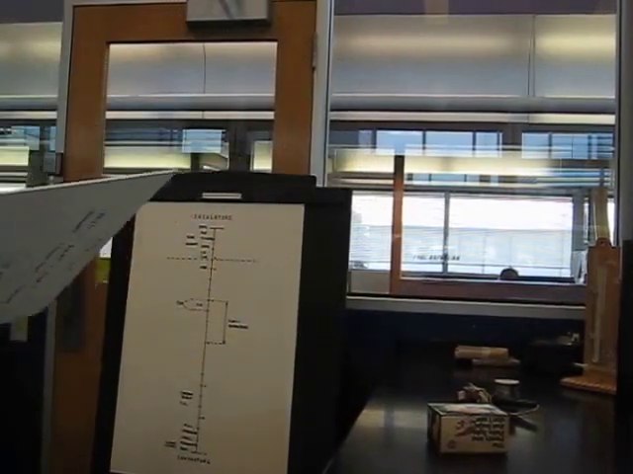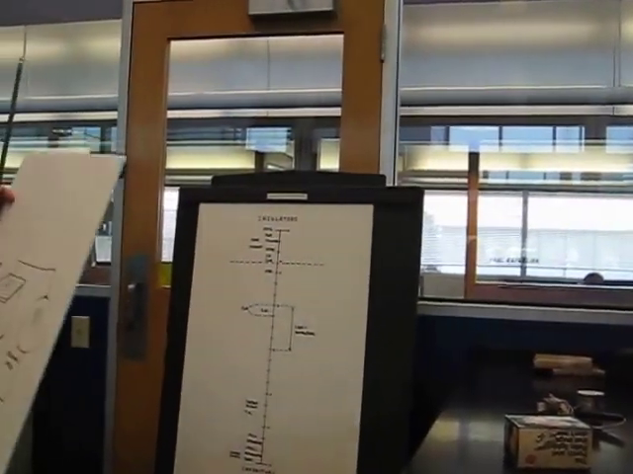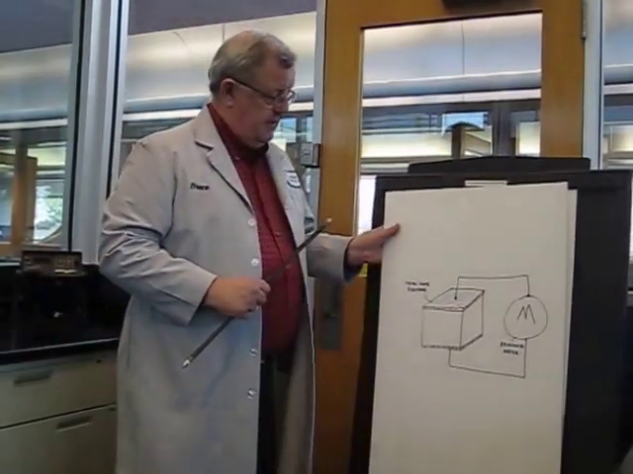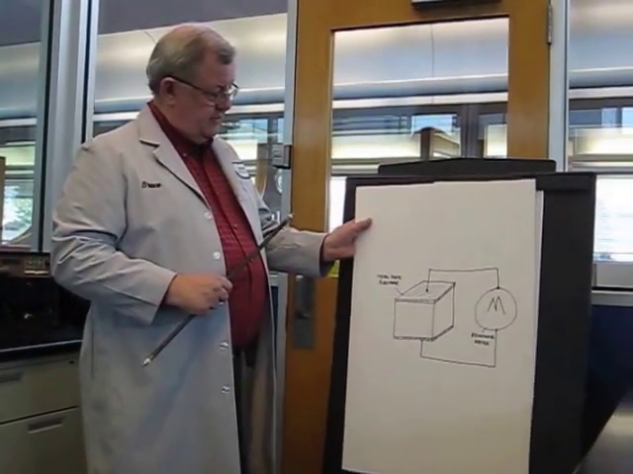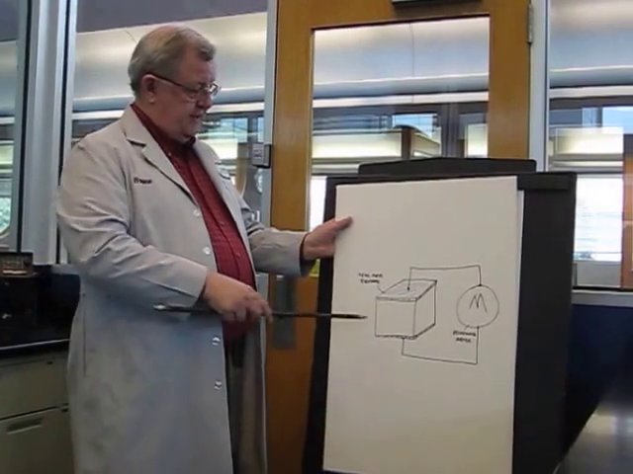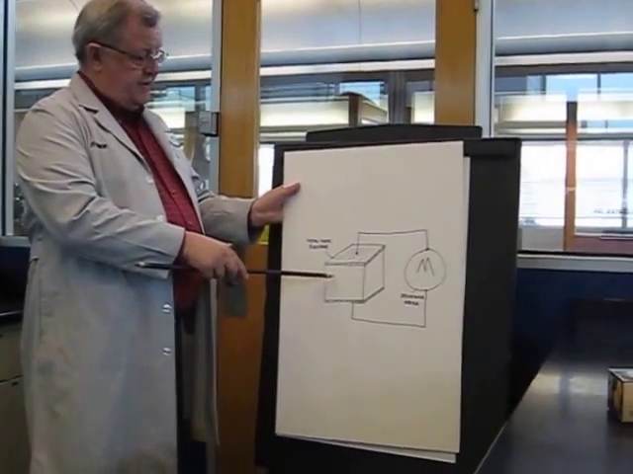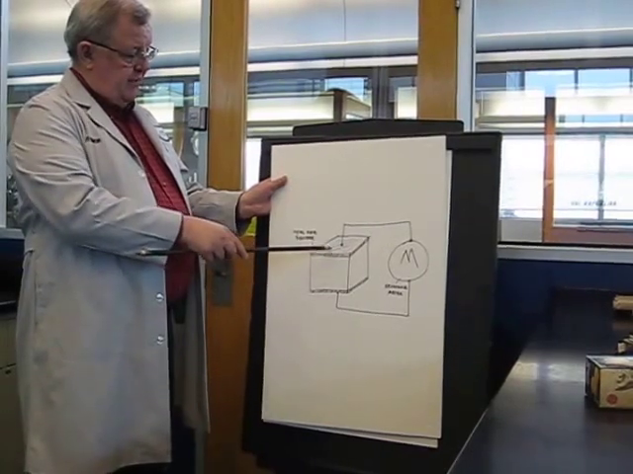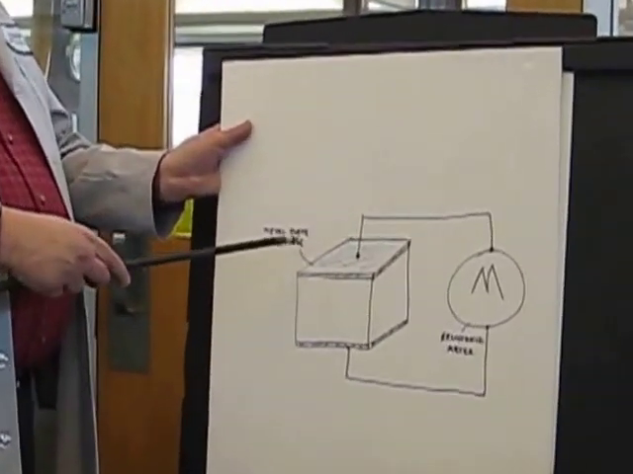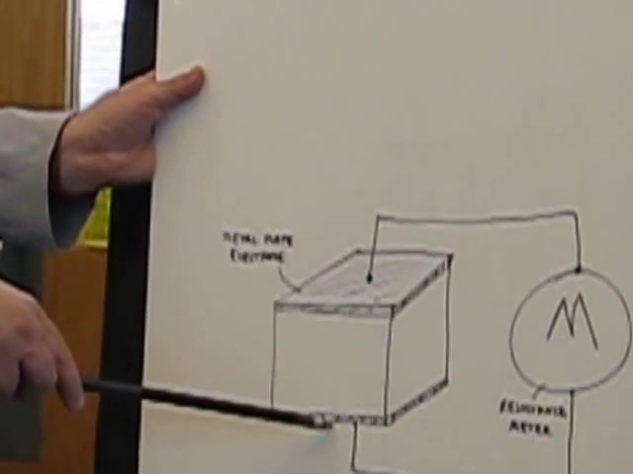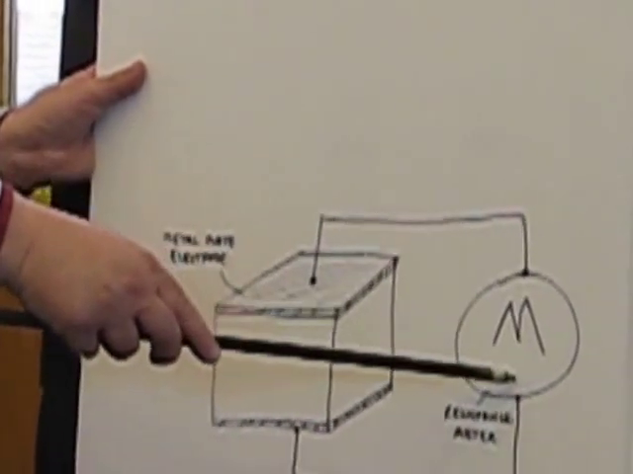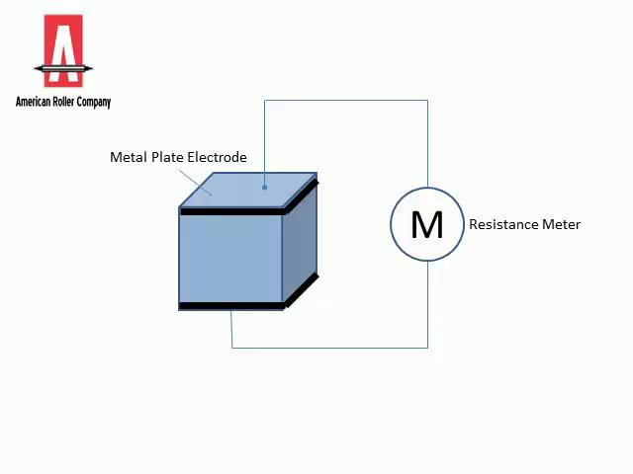But I can't make rubber compounds into wire to measure them, so how do we measure materials that can't easily be made into wire? The way we do that is we take a 1 centimeter cube of the material and put a metal electrode, which is just a plate, on either side, and then we measure the resistance between the two plates with some sort of resistance meter.